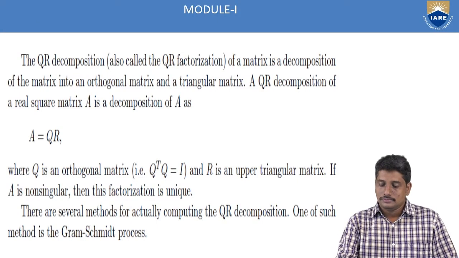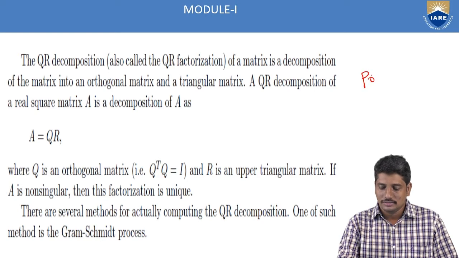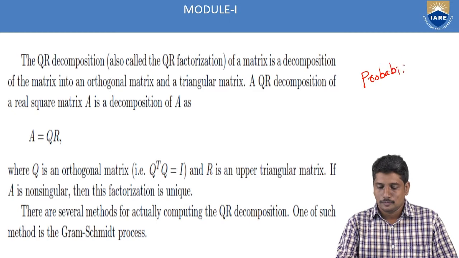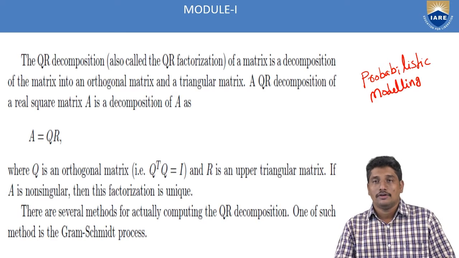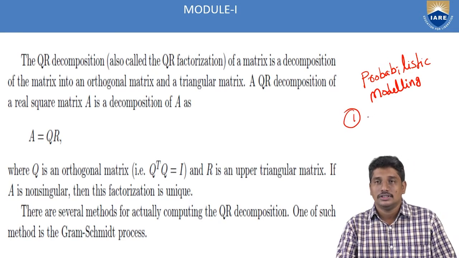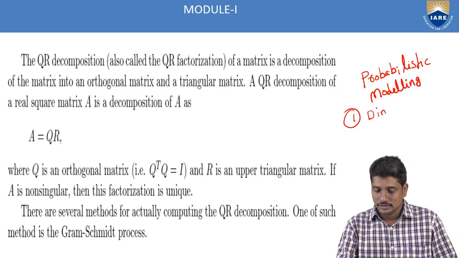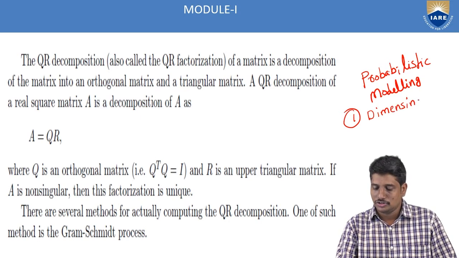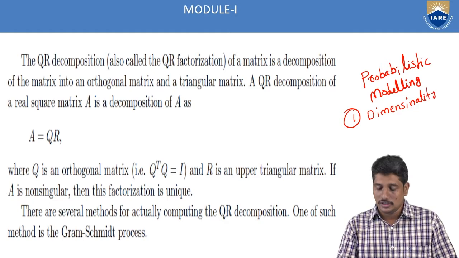So, as you know, the subject title is probabilistic modeling and reasoning. And in this subject, we have already discussed two important concepts. First, we started with dimensionality reduction. We have discussed what dimensionality reduction is and how it plays a vital role in machine learning.